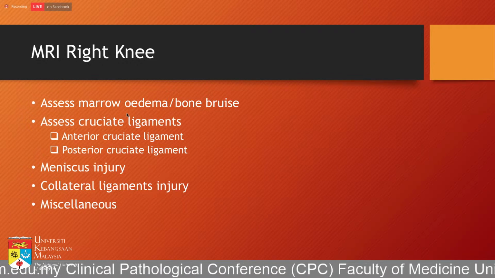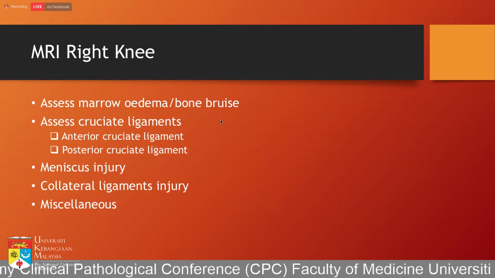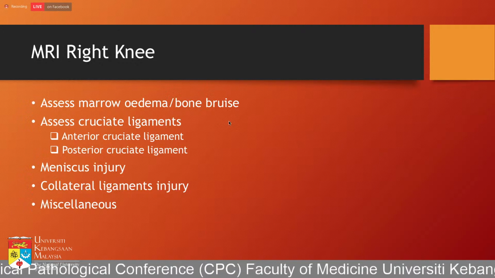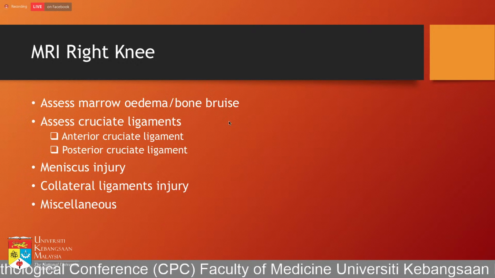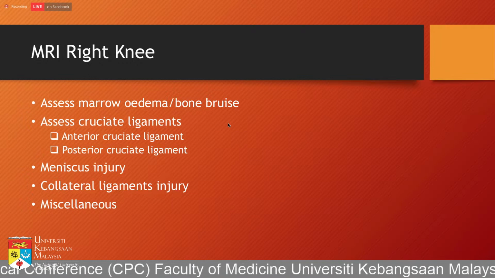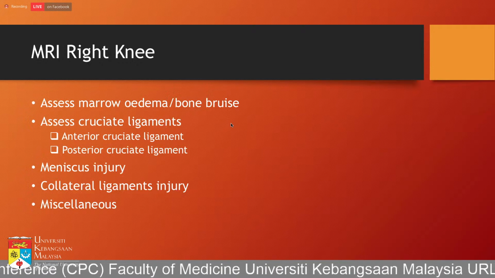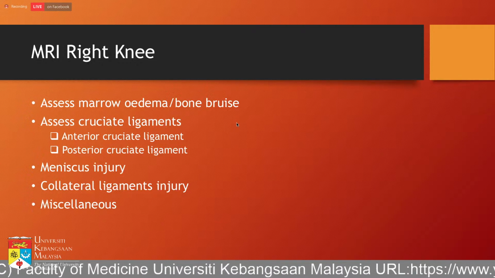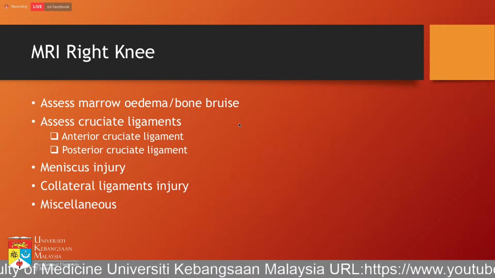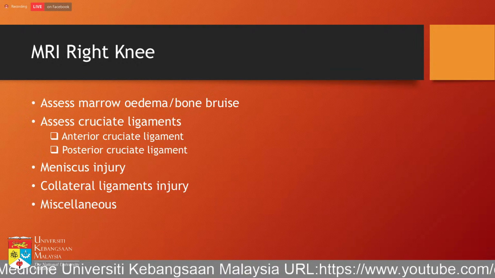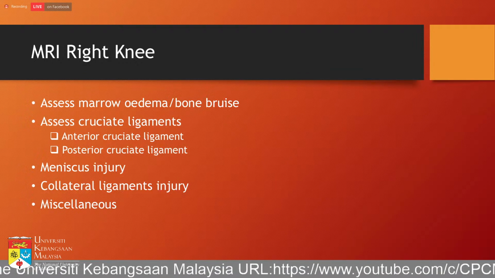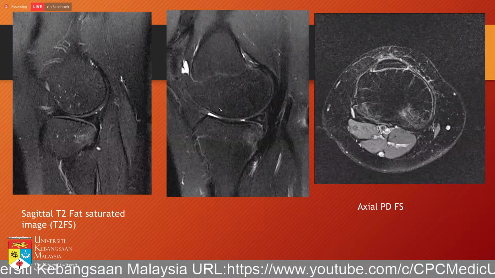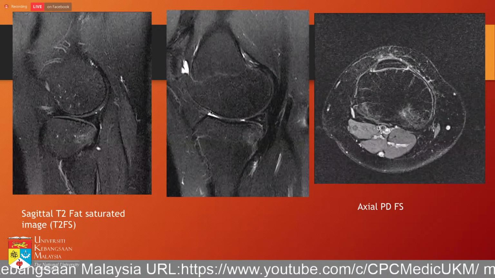Just a brief thought about MRI knee. Basically, we want to do the MRI knee to assess for evidence of marrow edema or bone bruise. We want to assess the cruciate ligaments, which are the anterior and posterior cruciate ligaments, and any associated injury, be it the meniscus or collateral ligaments or anything else that we can find in the study.